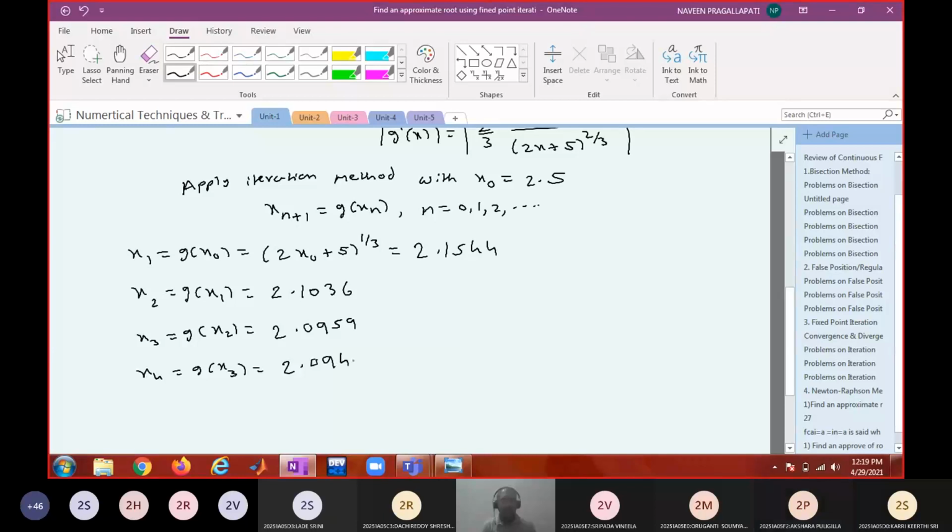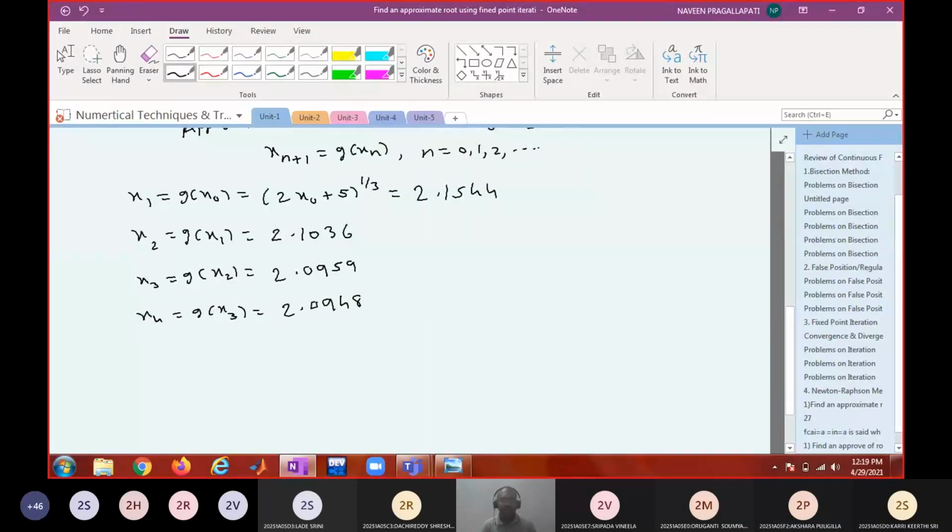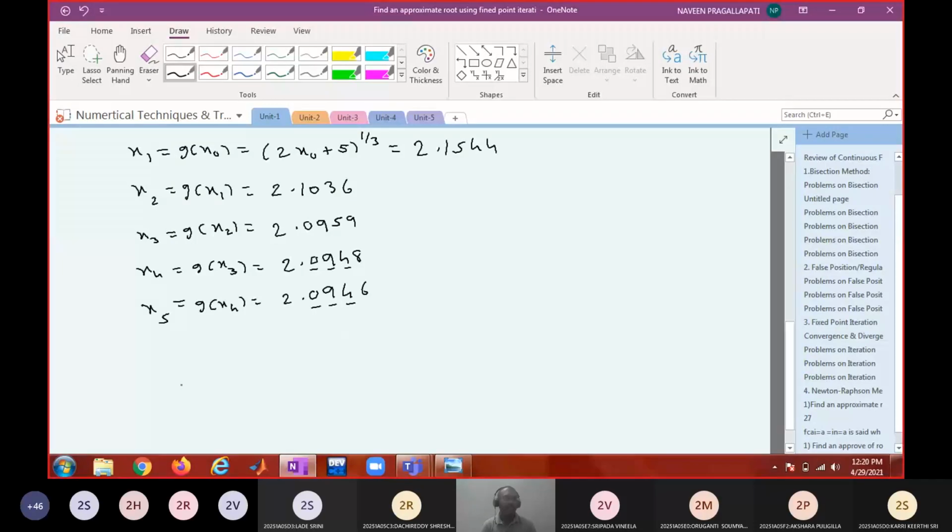Here we got 2 decimal places of accuracy, but we want 3 decimal places of accuracy. 2.0946. Okay, so we got the desired level of accuracy. Therefore, you stop the iteration. Therefore, you say that the last x n will be the approximate root.